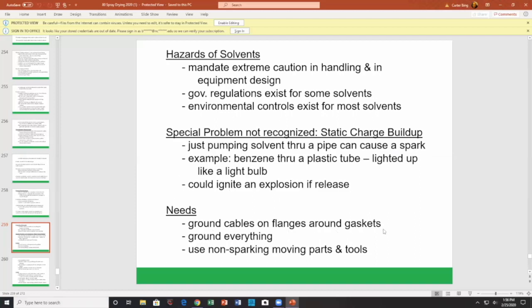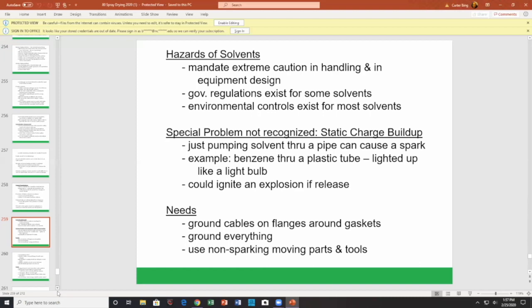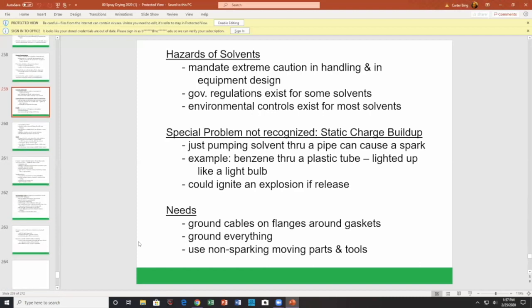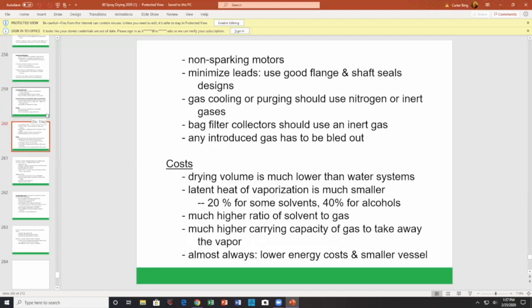Need to ground everything. Ground cables from flanges around flasks, ground everything. Use non-sparking moving parts and tools. Dun, dun, dun. Explosion proof, so they claim. I like explosion proof, right? It's explosion proof until it isn't. Non-sparking motors, minimize leads, good flanges, seals, double mechanical seals. Air gas cooling, purging used. Bag houses use inert gas. You might collect up that inert gas.